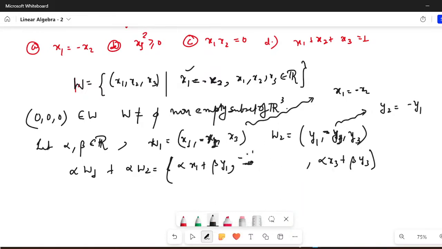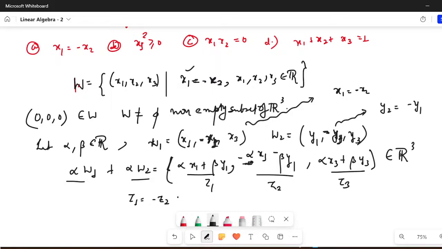I'm going to get minus of alpha x1 here, and here minus of beta y1. Clearly you write this as z2, you write this as z1, you write this as z3. You can find that your z1 is equal to what? It is equal to minus of z2. So your alpha w1 plus alpha w2 is z1, z2, z3, which belongs to R cube, such that z1 equals minus z2. What does it imply? It implies that alpha w1 plus alpha w2 also belongs to W. It implies that W is a subspace. It indeed is a subspace of R cube.